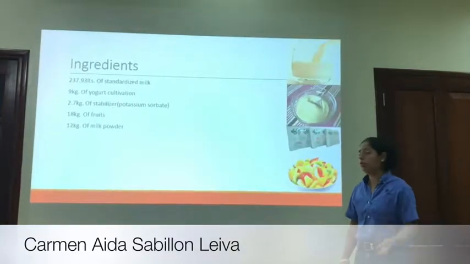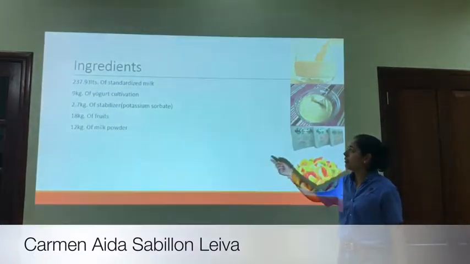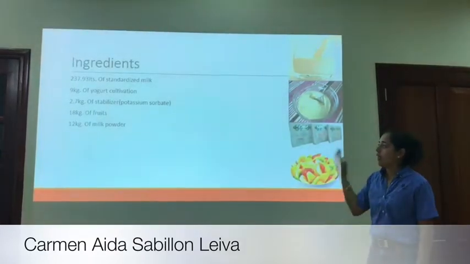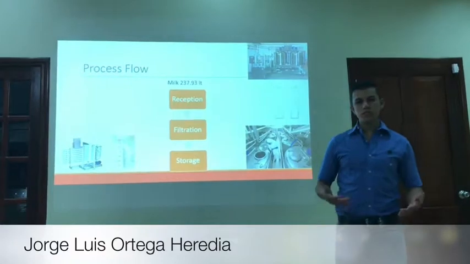To begin, we need the following ingredients: standard milk, yogurt culture, potassium sorbate, fruit, and milk powder. With this material, the production process of yogurt is established.